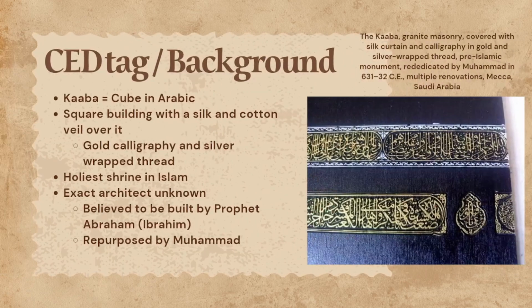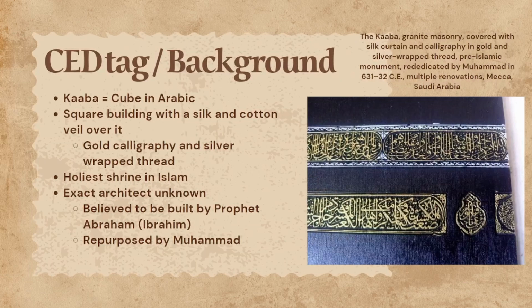The CED tag and background information. The Kaaba, meaning cube in Arabic, is a square building elegantly draped in a silk and cotton veil. It is the holiest shrine in Islam. The Kaaba plays a central role in Islamic religion and culture.